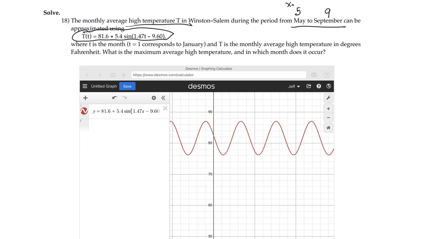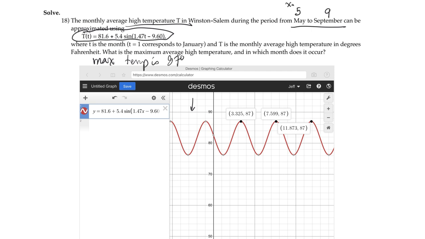Okay, so the question says, what is the maximum high temperature? I just looked to see what the high temperature is on the graph. It looks like it's always getting up to 87. That would be the y value right there. So the maximum temperature is 87 degrees.